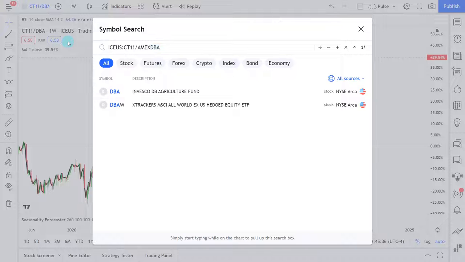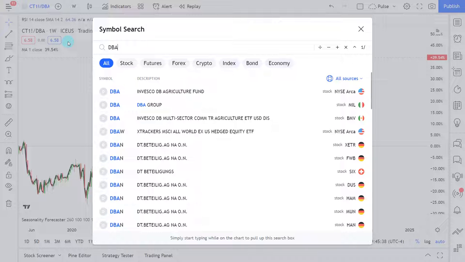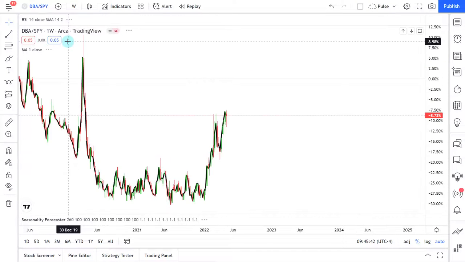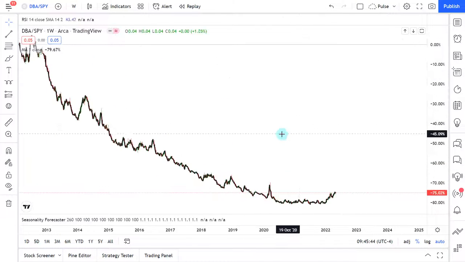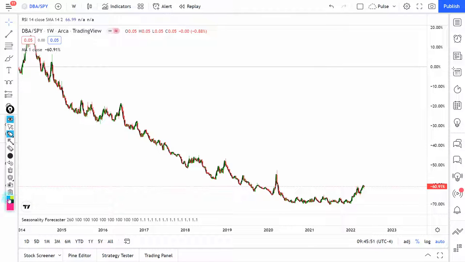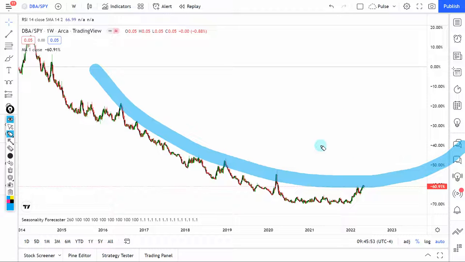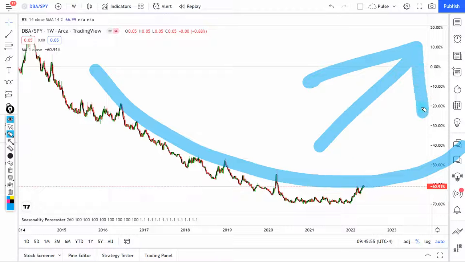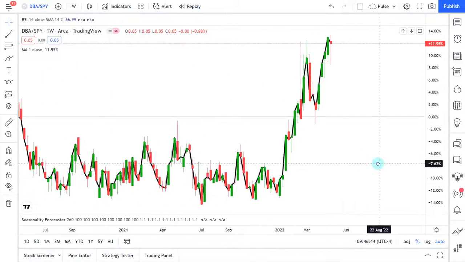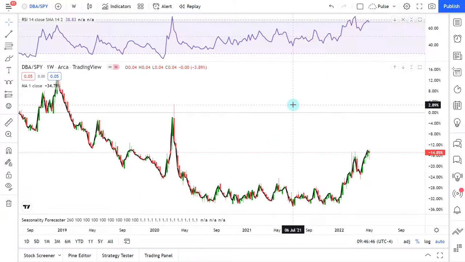Okay, so now let's finally compare the DBA with the S&P 500. So we do it like this, and then we go like that. Okay, so I have talked about these two before, and we do have something that looks very much so like a monster rounding bottom that is bullish. Let's zoom in a bit here, and also get this tool.